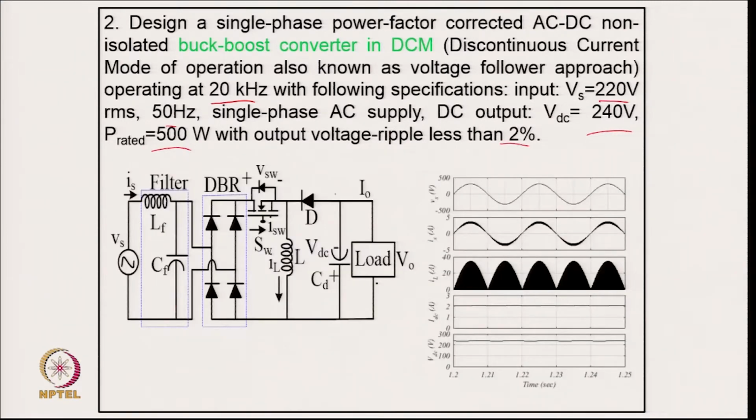So, this is the typical circuit of this buck boost converter. We have an EMI filter, we have a diode rectifier, after which we put this buck boost converter, and we are designing it in DCM. It means this inductor is designed in discontinuous mode, and with this we control by the voltage follower approach, only the output voltage is regulated by design since it is in DCM. So, it gives inherent power factor correction at the input supply.